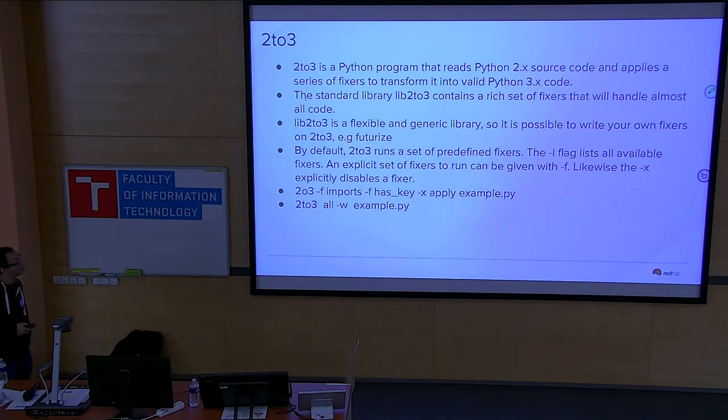So under the hood, it depends on the standard library, lib2to3. The lib2to3 contains a series of fixers and handles almost all the code for you. More advanced, lib2to3 is a flexible and generic library, so it's possible to write your own fixer based on that. Another tool is also based on this library. So how to use this? It's quite easy. It's just the command line. You can pass some command line parameters. For example, you can use -f to specify specific fixers. You can even apply it on the entire project or a specific single file.